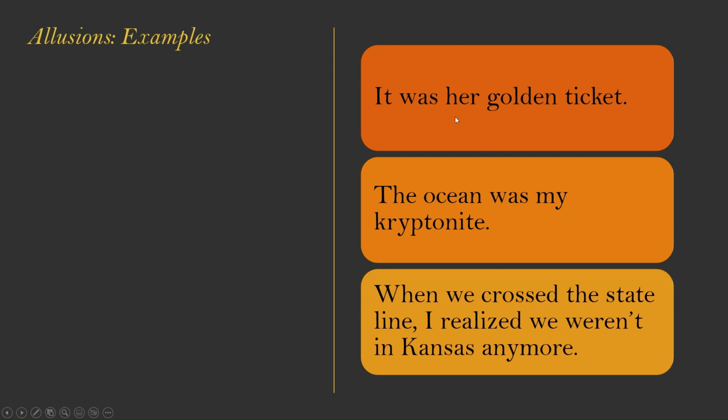But you are familiar with many allusions, right? It was her golden ticket. This is an allusion to Willy Wonka. The ocean was my kryptonite, an allusion to Superman. Or when I crossed the state line, I realized we weren't in Kansas anymore, an allusion to Wizard of Oz. And these add meaning to the story because you can have symbolic or extra layered meaning behind them.